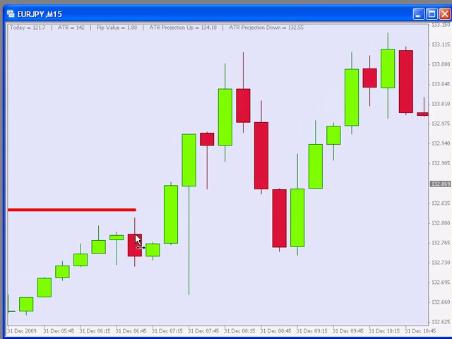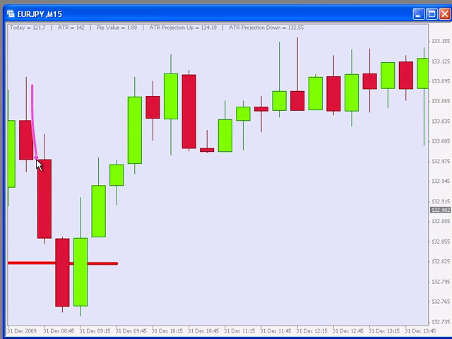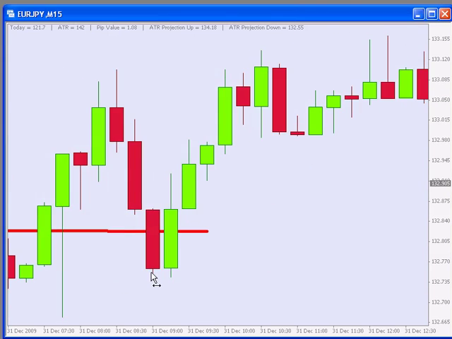All right. Let me expand this a little bit there. That's the pullback there, and as you can see, price begins to print green bars. As it prints the first green bar, as this green bar closes, that's where you would click on the buy button from an aggressive point of view. You don't want to wait for price to actually break or take out that previous high, which would happen right there. You don't want that.